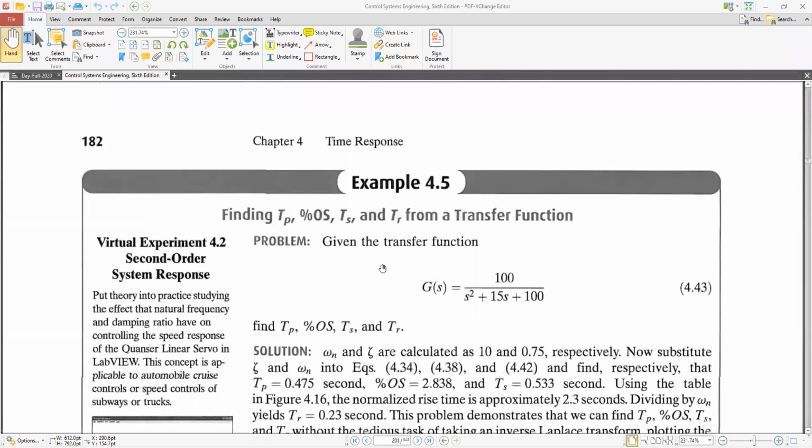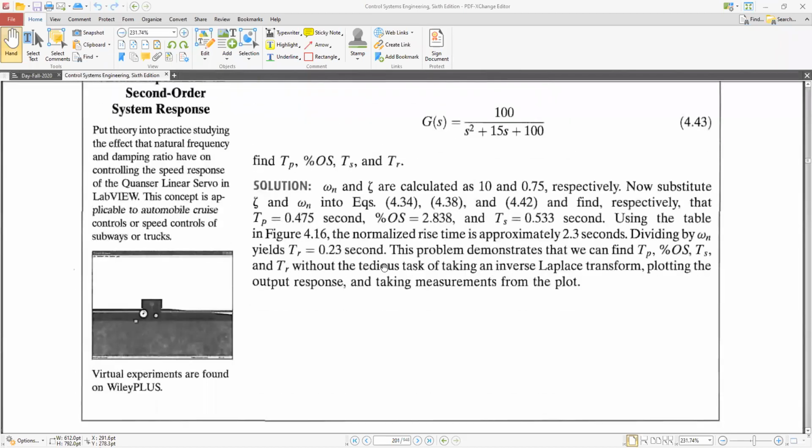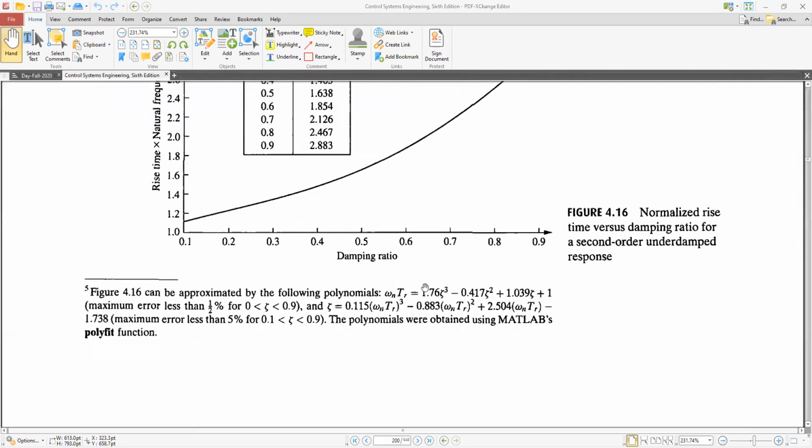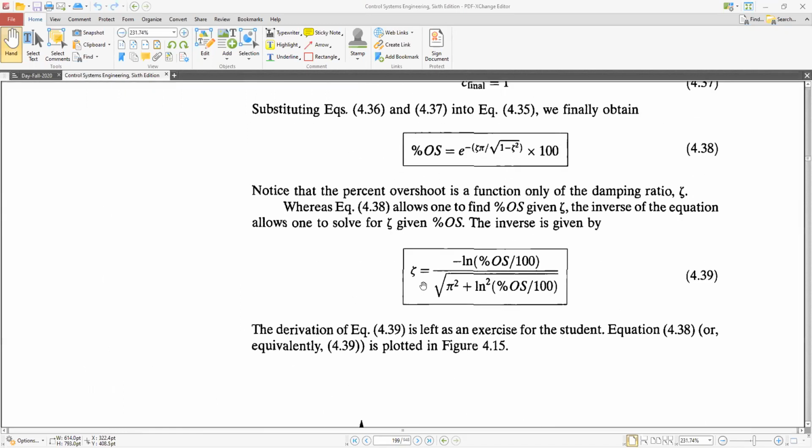Okay. So here is a problem. This is the last problem of this chapter. Given the transfer function, you have to calculate the peak time, percentage of overshoot, settling time, and rise time. Peak time: first of all, you have to calculate omega n. Omega n should be 10, and zeta is 0.75. Equation 4.34.